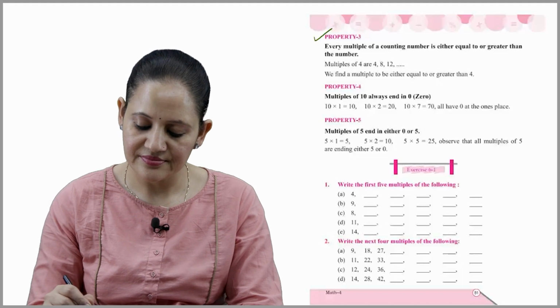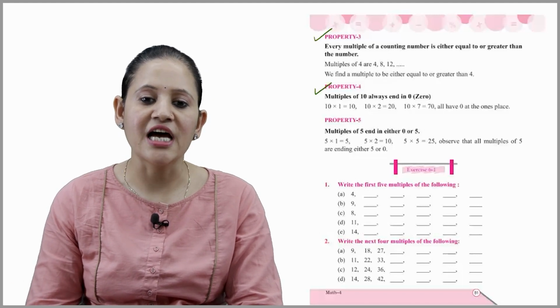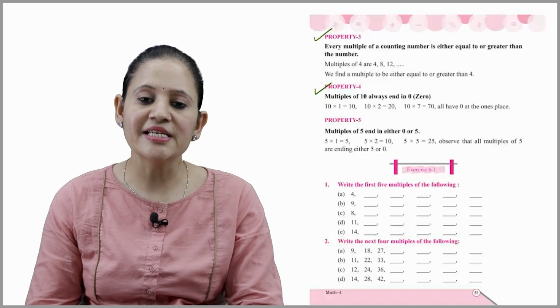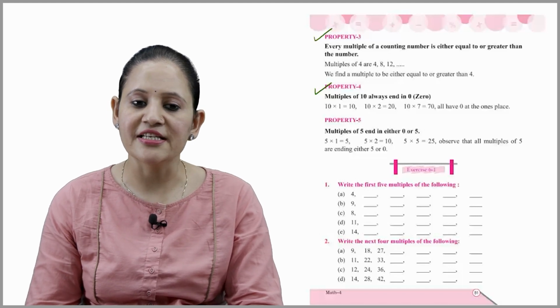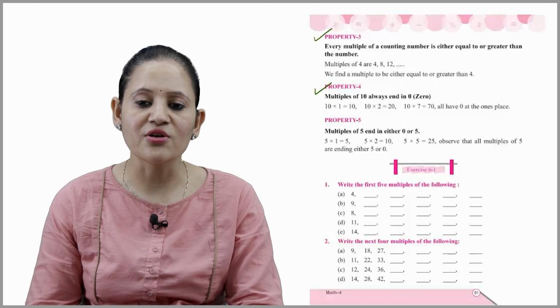प्रॉपर्टी 4. मल्टीपल ऑफ 10 ऑलवेज एंड इन 0. जितने भी 10 के मल्टीपल होंगे वो 0 से एंड होंगे. लाइक 10 into 1 10, 10 into 2 20 एंड सो ऑन. सो ऑल हैव 0 एट वंस प्लेस.